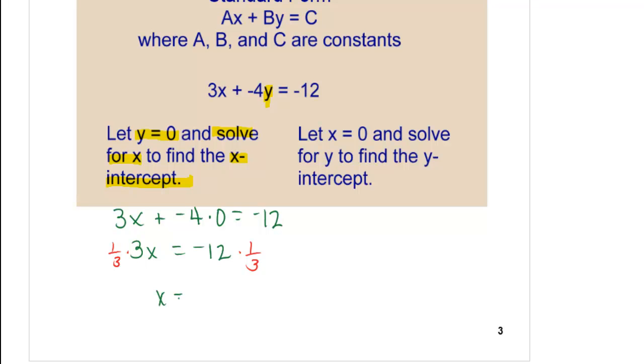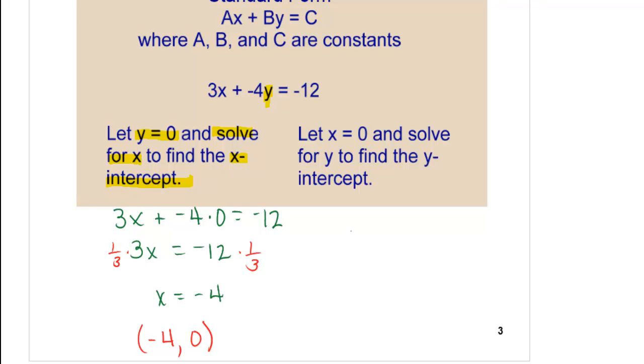So x equals -4. It is just a coincidence, by the way, that x is -4 and that our coefficient on y was -4. Complete coincidence. Okay, so that gives us the ordered pair where x is -4 and y is 0. So this is where our equation crosses the x-axis, because whenever y is 0, that means that we're on the x-axis.